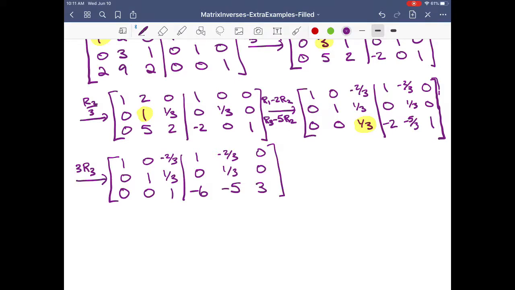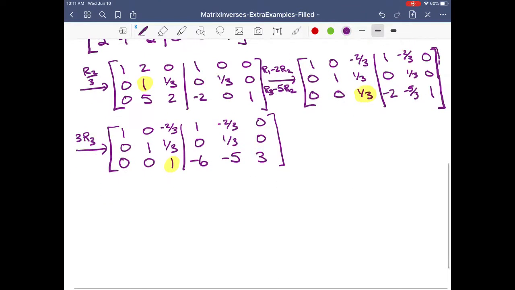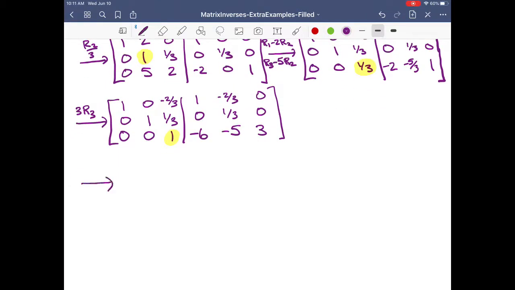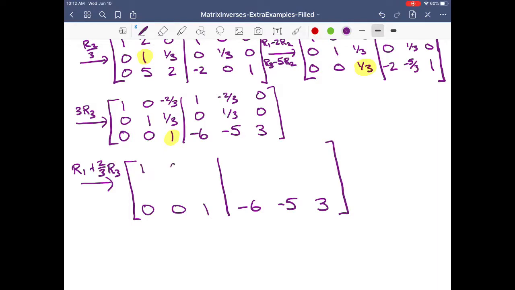Okay, now I'm still pivoting around this 1, so I want to make the other things 0s. I'm going to move down again so that I have lots of room. Okay, so I want to do row 1 plus 2/3 of row 3. Okay, so I'm not changing row 3. Okay, so here this is going to be a 1, a 0, and now this is going to be a 0. So I have 1 minus 2/3 times negative 6.